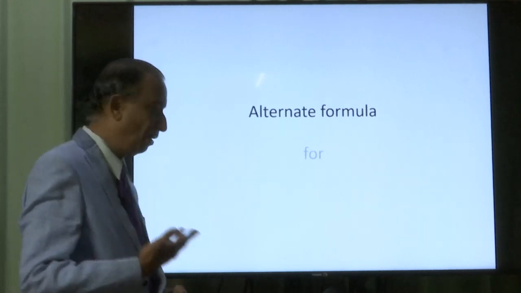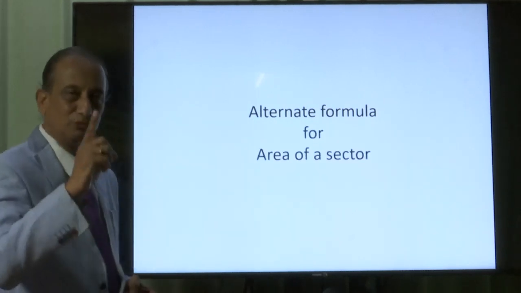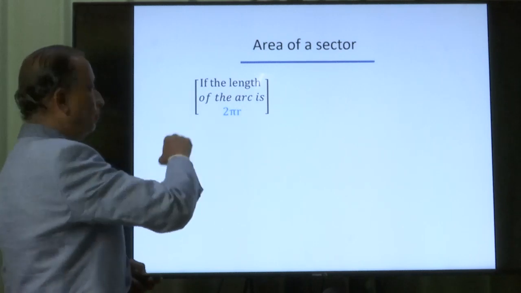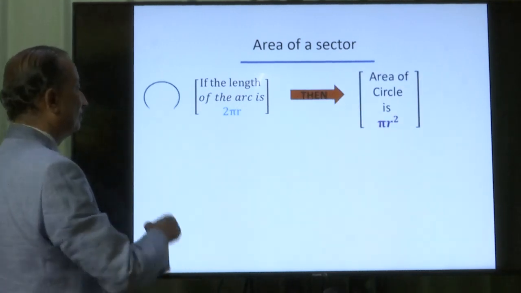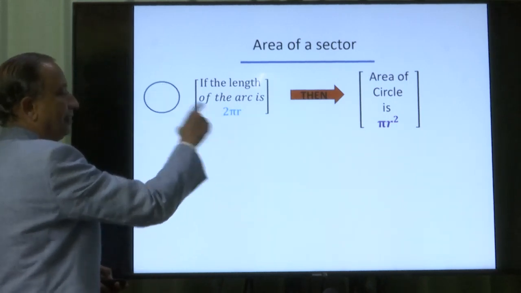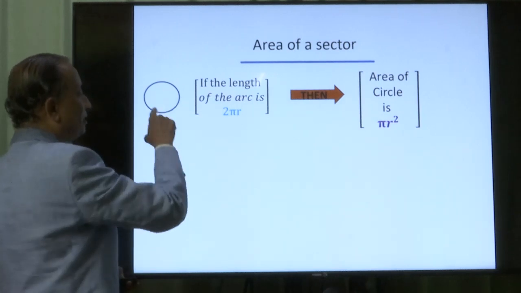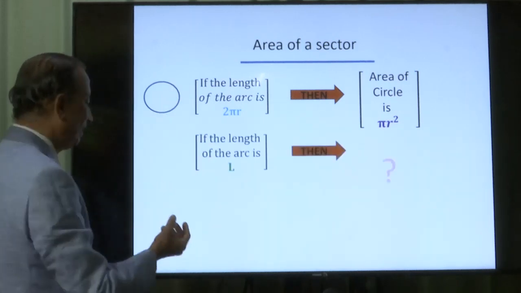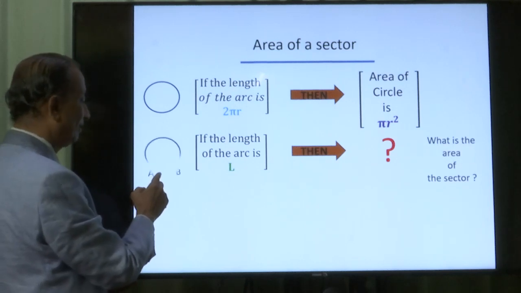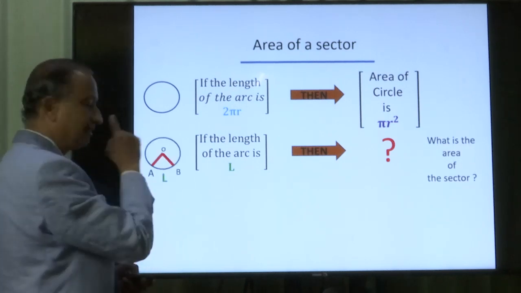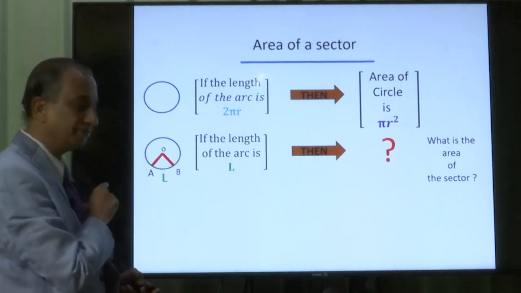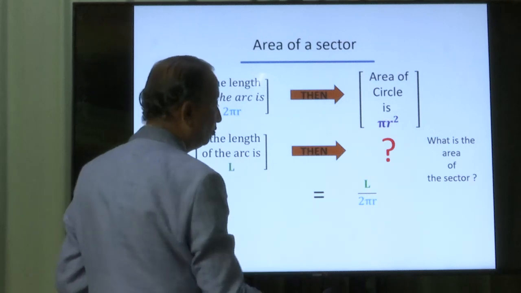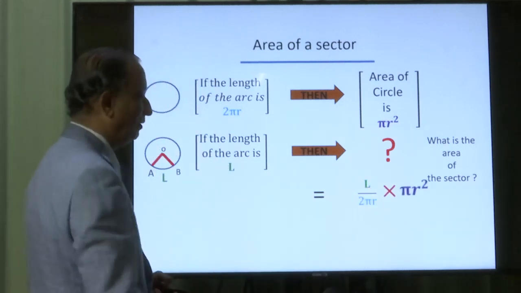Now, can we have any alternate formula for area of a sector? Yes, there is one more formula which we will discuss now. If the length of the arc is 2 pi r, which is the length of the complete circumference, then what is the area of the circle? The area of the circle is pi r square. If the length of the arc is just L, as in this figure, where AB is the minor arc, then what is the area of this sector? It is L divided by 2 pi r into pi r square.